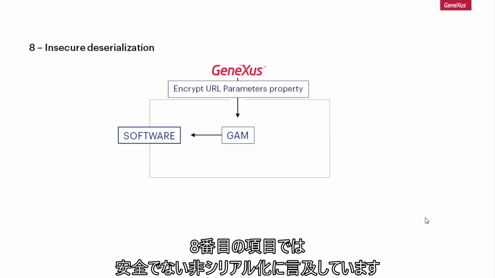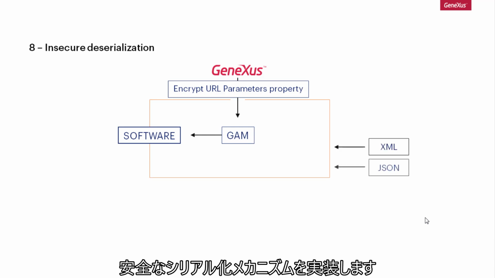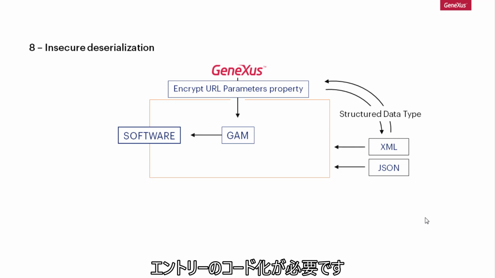The eighth item refers to insecure deserialization, for which GeneXus implements secure serialization mechanisms in cases that involve structured data types towards JSON and/or XML. When objects are serialized from XML or JSON using methods or data types, entry codification is required.